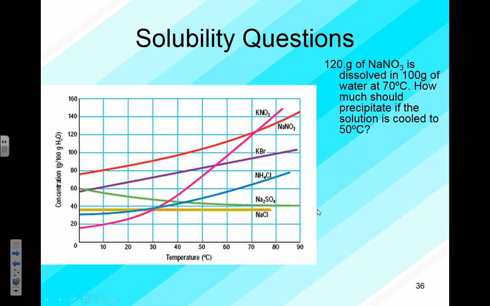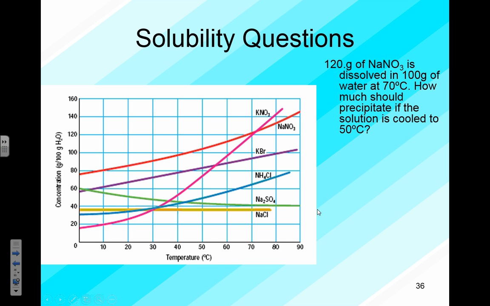Another question. 120 grams of ammonium nitrate is dissolved in 100 grams of water at 70 degrees Celsius. How much should precipitate if the solution is cooled to 50? Well, right away I see 100 grams of water because now that I've talked about it, I always want to look at that first. If it's not 100 grams of water, we're always doing proportionality. In this case, it was, so that means it's going to be a different style of question. So think through what it tells you and what the graph tells you.